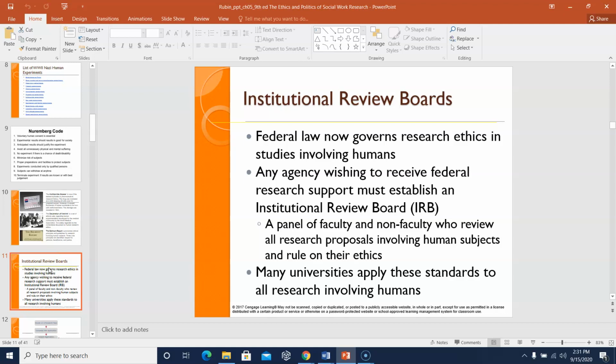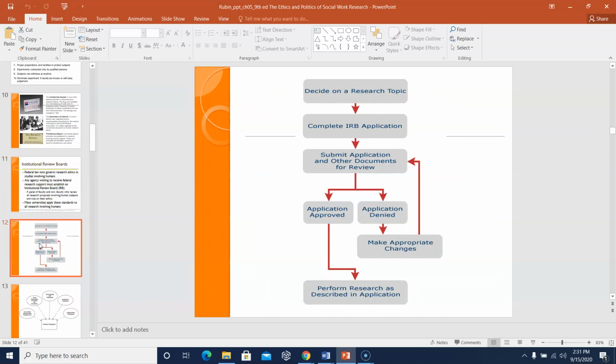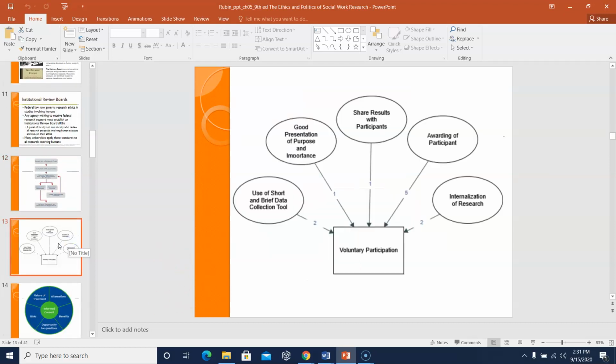There's a committee meeting, a board made up of, in our case, JSU faculty and maybe other administrative personnel, who decide if it's okay for an experiment to be conducted. So this is the flow: you complete the application and submit it. If it's denied, you make changes, and if it's approved, then you can perform your experiment.